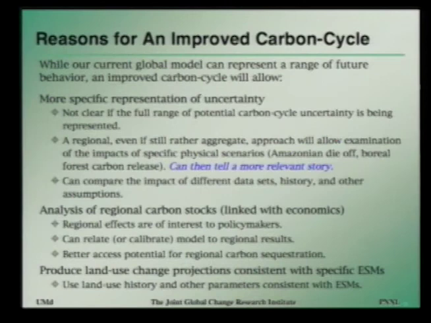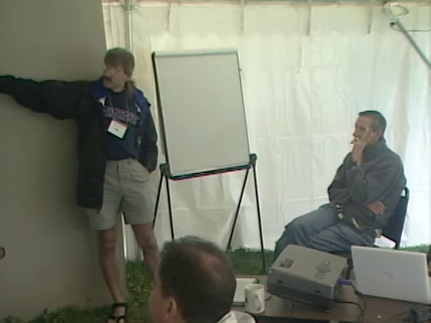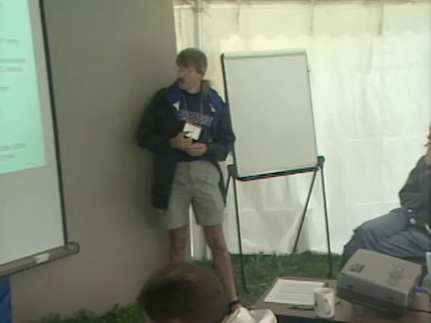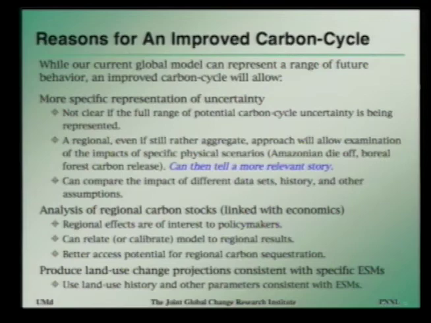A regional, if still rather aggregate, approach will allow examination of the impacts of specific physical scenarios, such as the Amazonian die-off. It wouldn't be that hard to parameterize the Amazon dying off and the carbon consequences of that, and then boreal forest carbon release. So in a sense, we can tell a more relevant story than just having these aggregate parameters, and have a little more of a sense of what's going on. That requires a sense of what's being output from the Earth system models. And we compare the impact of different data sets, history, and other assumptions. This is rather important, again, with uncertainty.